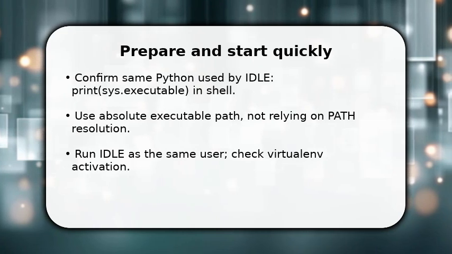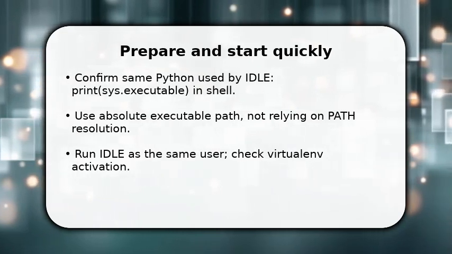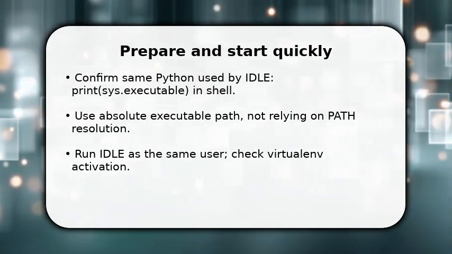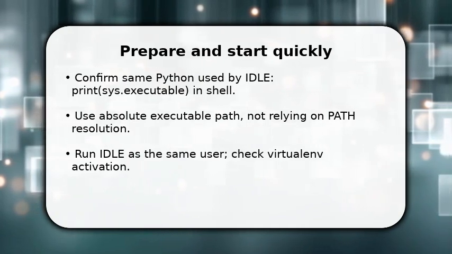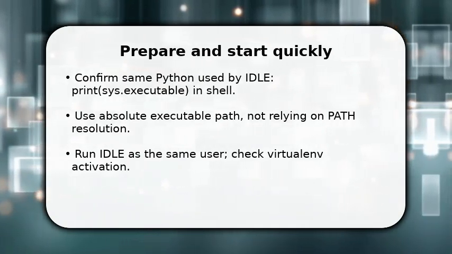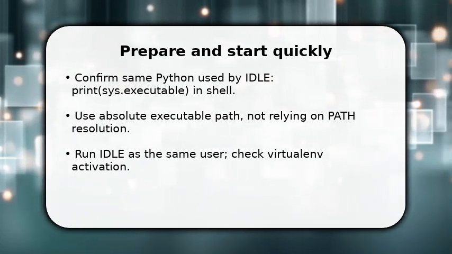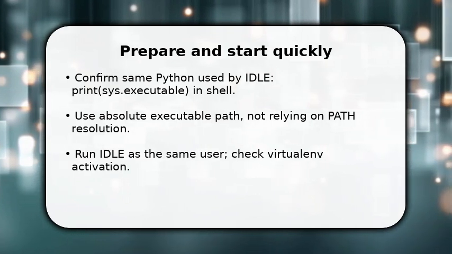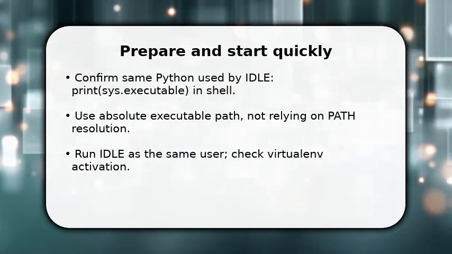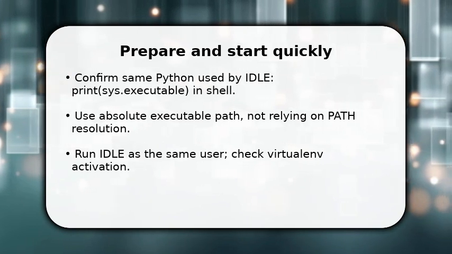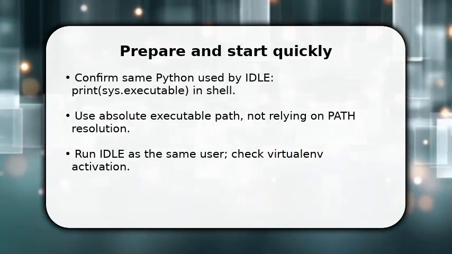You begin by confirming prerequisites and taking the first concrete steps. First, verify which Python IDLE is running by checking sys.executable. This avoids path mismatches. Once done, derive the absolute path to that Python executable and keep it for subprocess calls. Make sure any virtual environment is activated in the same context as IDLE.